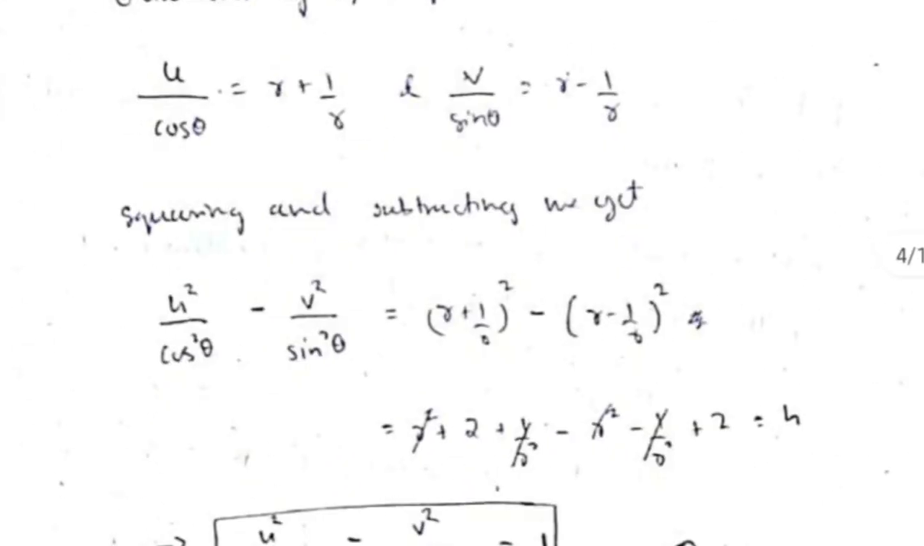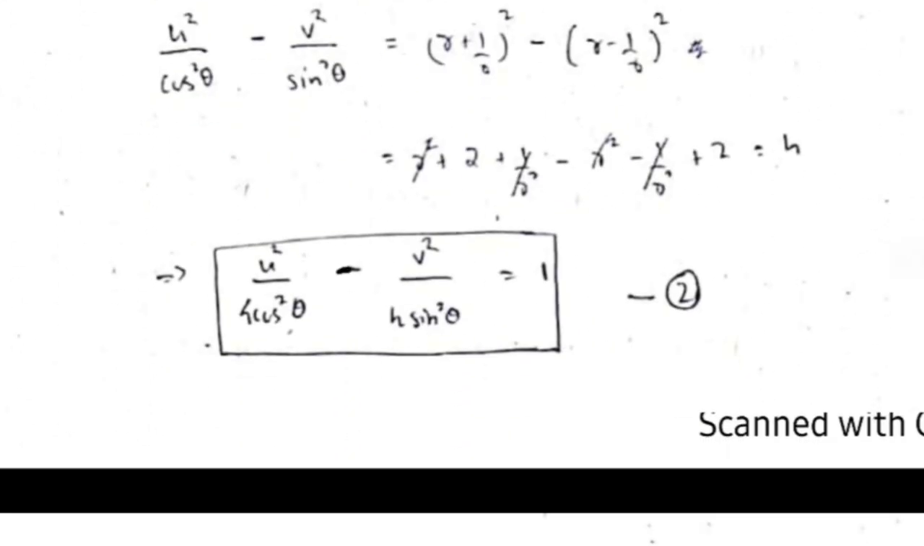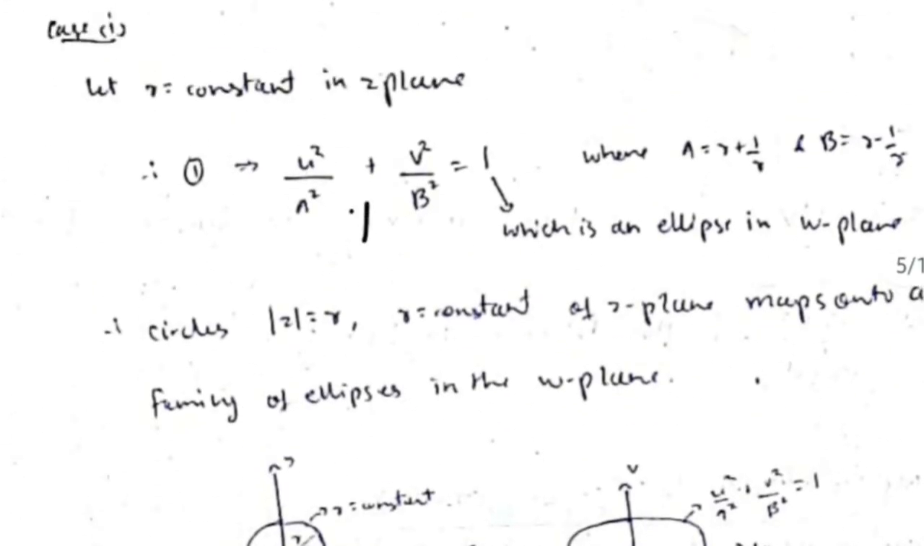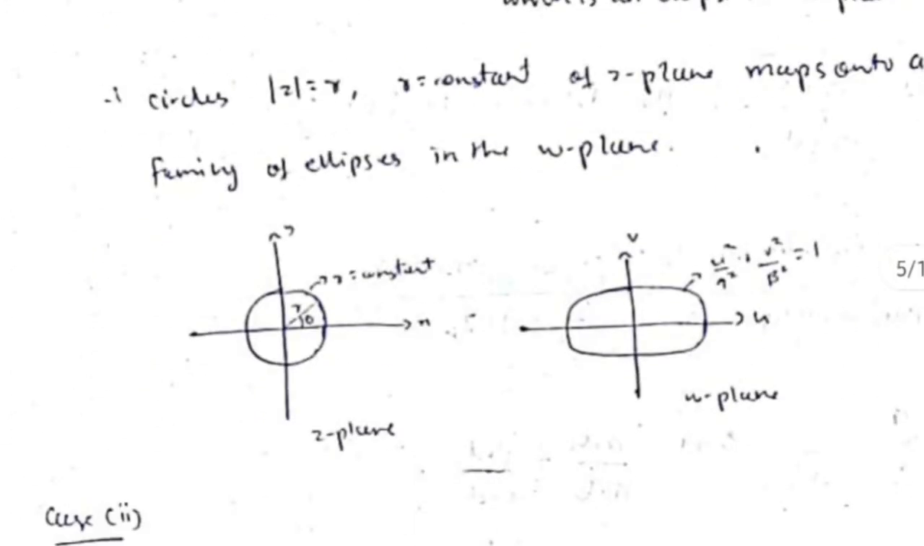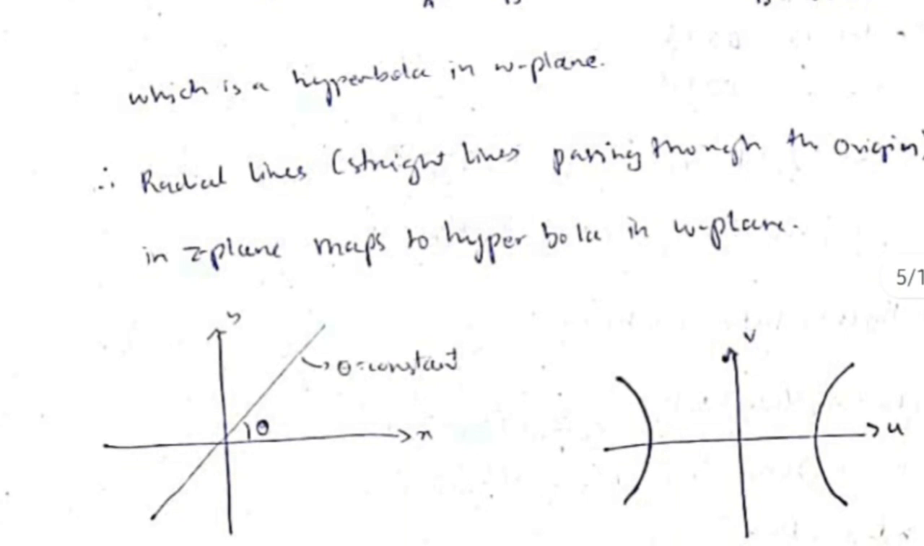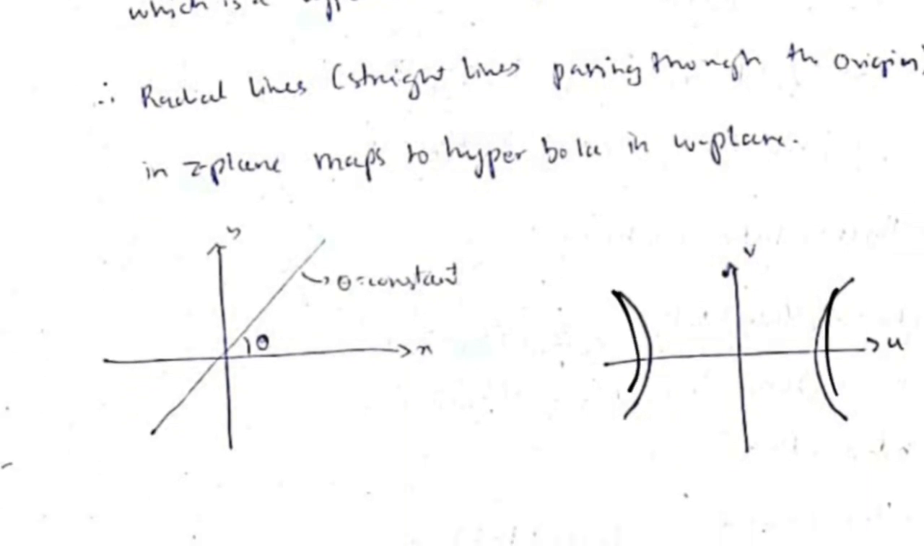In the second case, u square by a square minus v square by b square. The only difference is that in the first case it is plus and in the second case it is minus. So you will have two graphs. For the first case, when it is plus, it is an equation of an ellipse, so we will draw an ellipse in the w plane, and similarly in the second case we have minus here, which is the equation of a hyperbola. So we will draw a hyperbola in the w plane, and similarly you have to draw the graphs in the z plane as well.